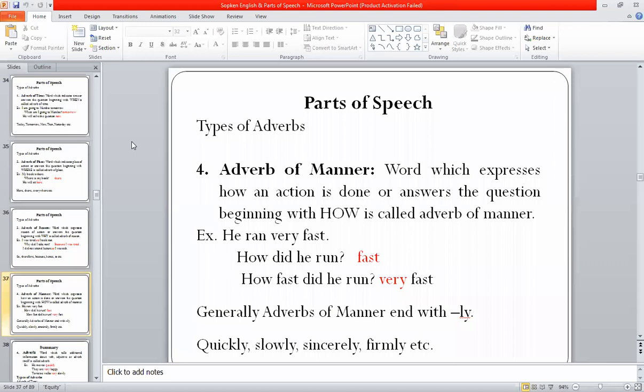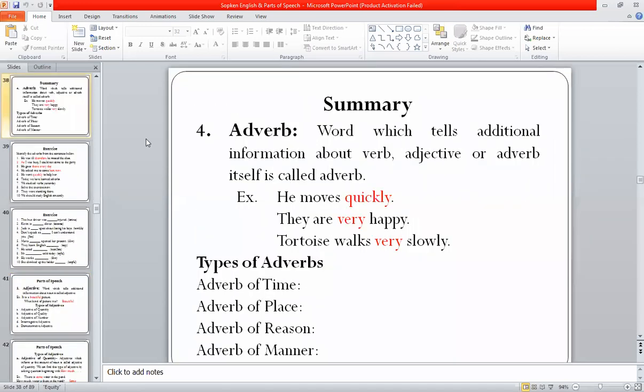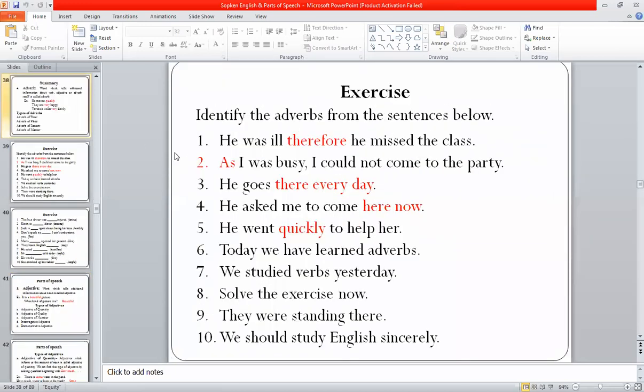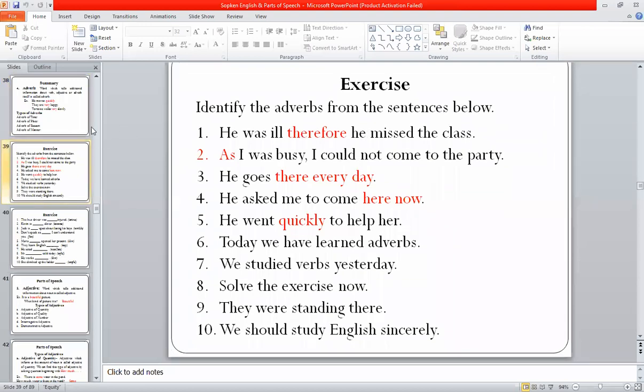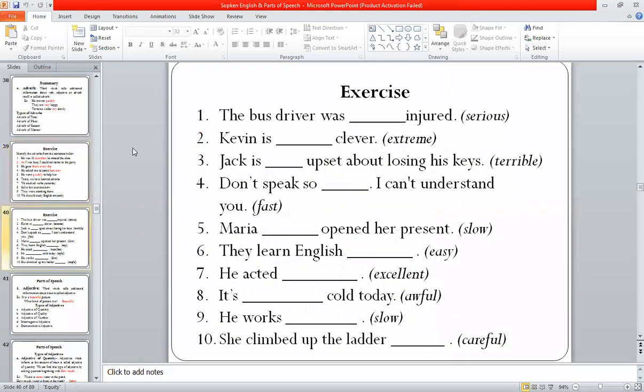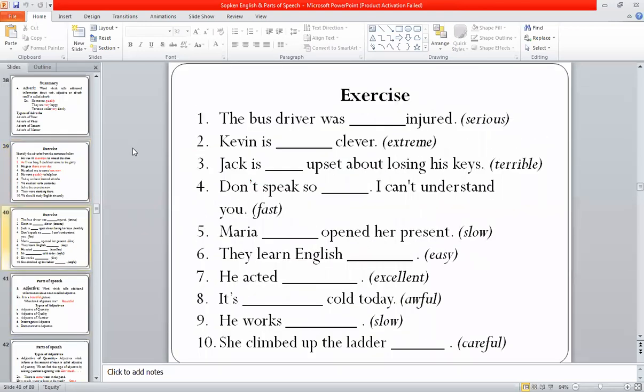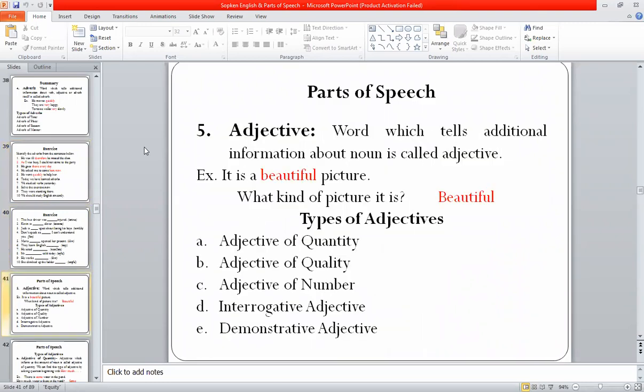Okay, so these are the adverbs of manner. And to identify adverbs of manner, generally we see if there is an ly suffix present in that word. So these are identified by the ly suffix. So adverbs of manner are easy to identify. Then after that we also did an exercise below that.